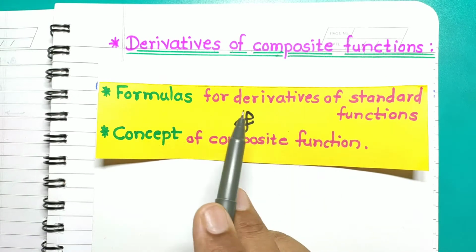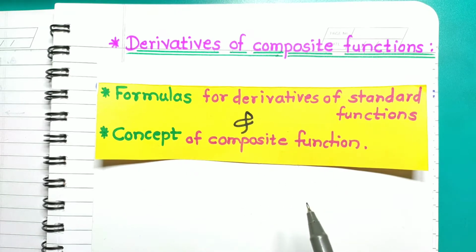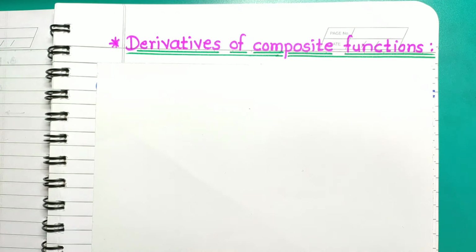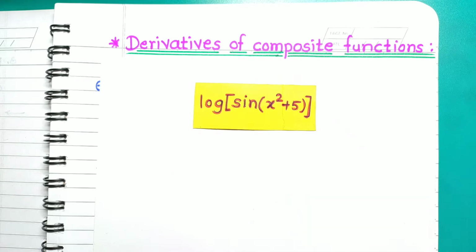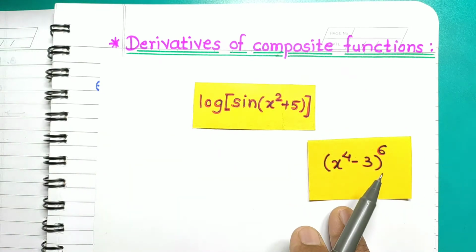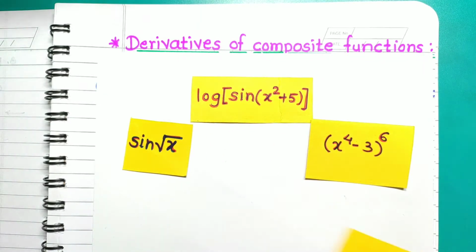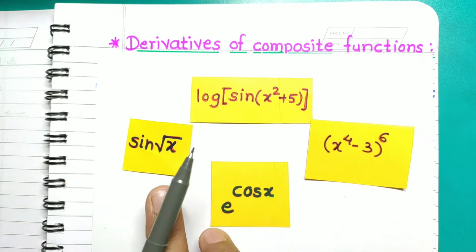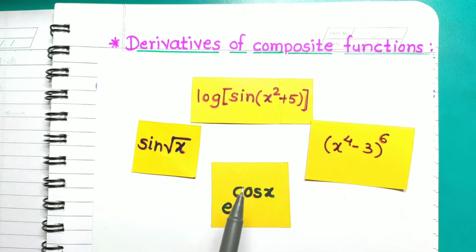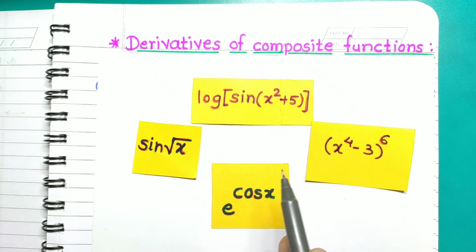Students, after studying derivatives of standard functions, the question arises in our mind: how about the derivatives of functions like log of sine of x square plus 5, (x raised to 4 minus 3) bracket raised to 6, and sine of root x or e raised to cos x, etc.? Here we can easily observe that these are composite functions. So in this session, let's study how to differentiate composite functions.